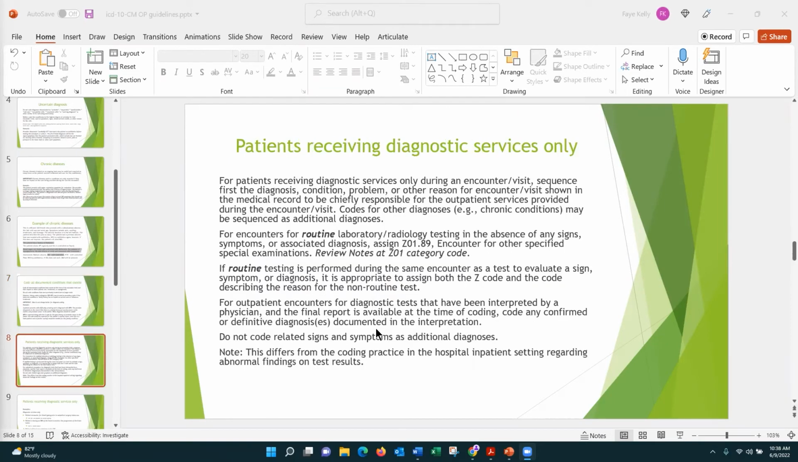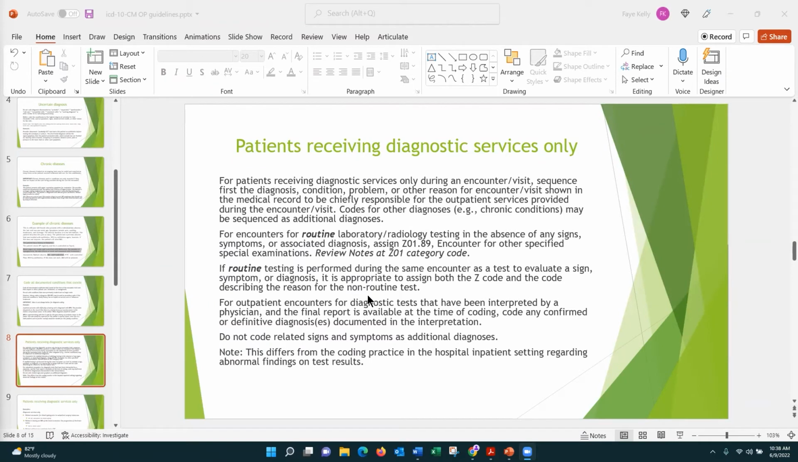All right. Patients receiving diagnostic services only. This is a long guideline. There's a lot of information in here. I've got examples on the next slide. But what it's saying here is that if a patient's coming in for diagnostic services only, then you're going to sequence the condition or the reason for the encounter. You can code for your chronic conditions, but the reason for the encounter.